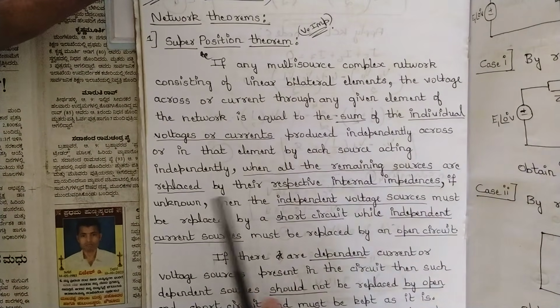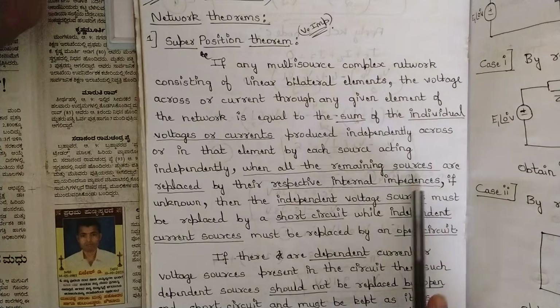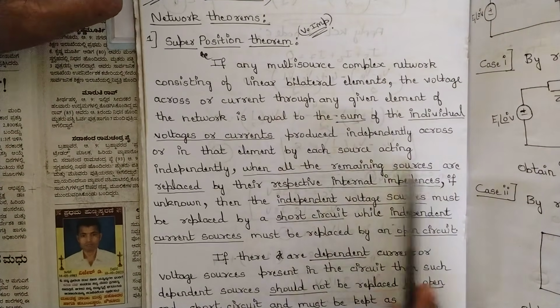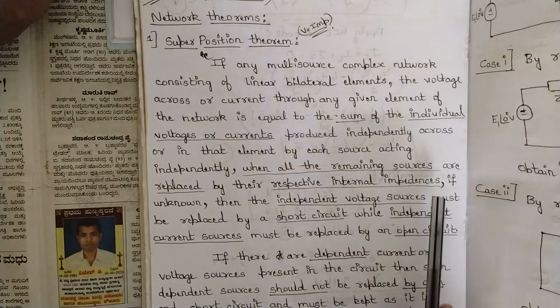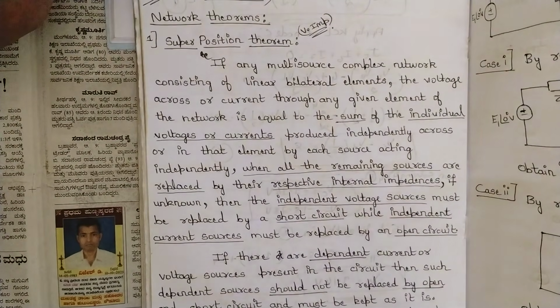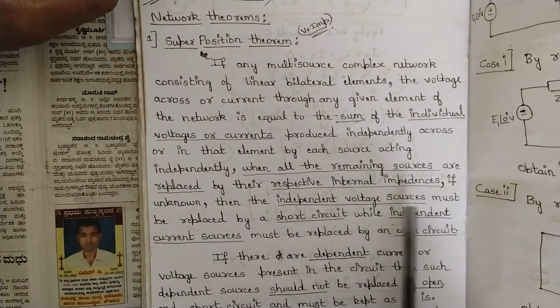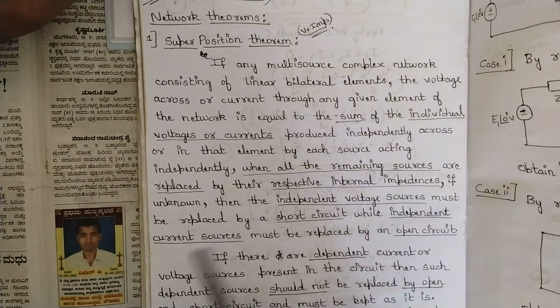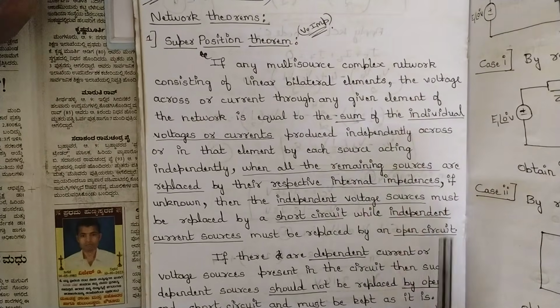when all the remaining sources are replaced by their respective internal impedances. If unknown, the remaining sources are replaced by their internal impedances. Then the independent voltage sources must be replaced by a short circuit, while the independent current sources must be replaced by an open circuit.